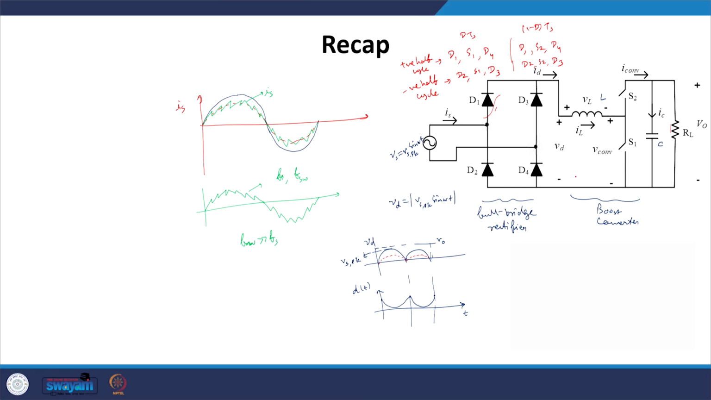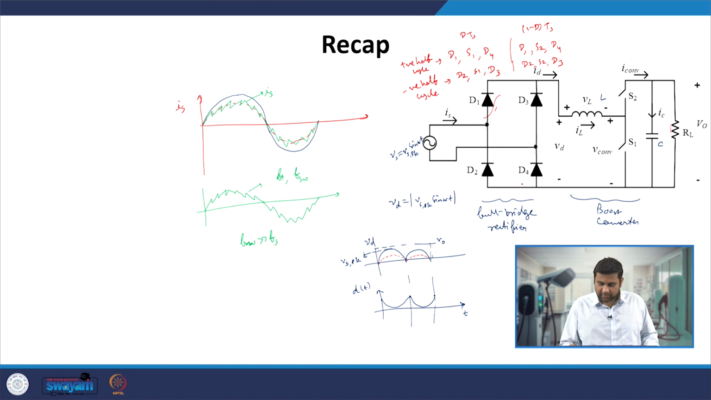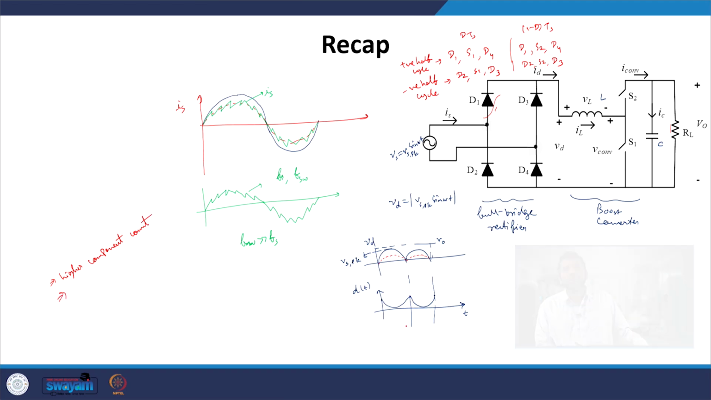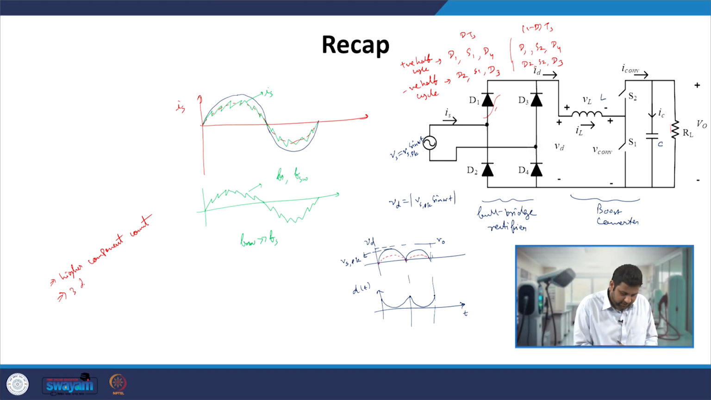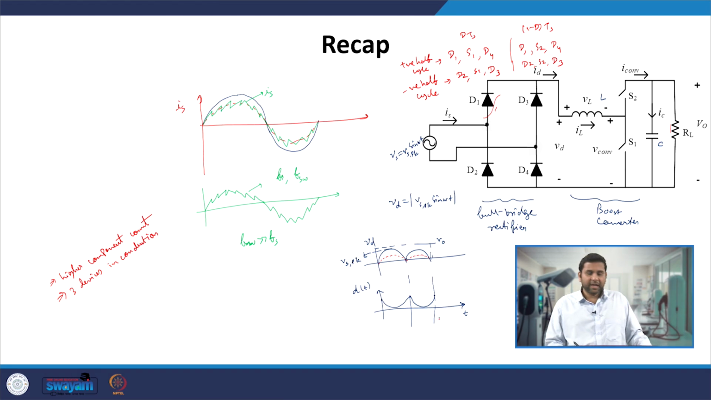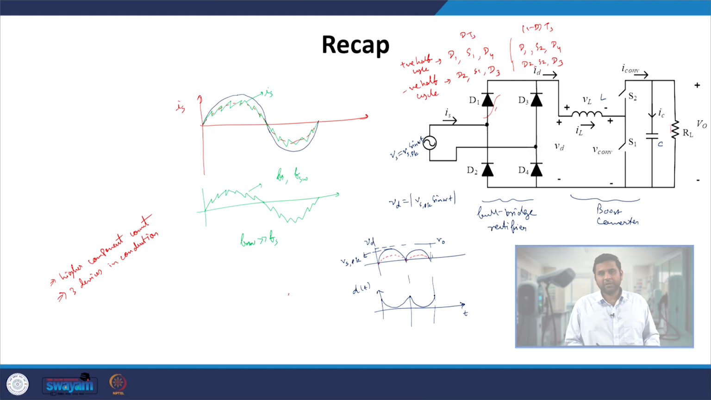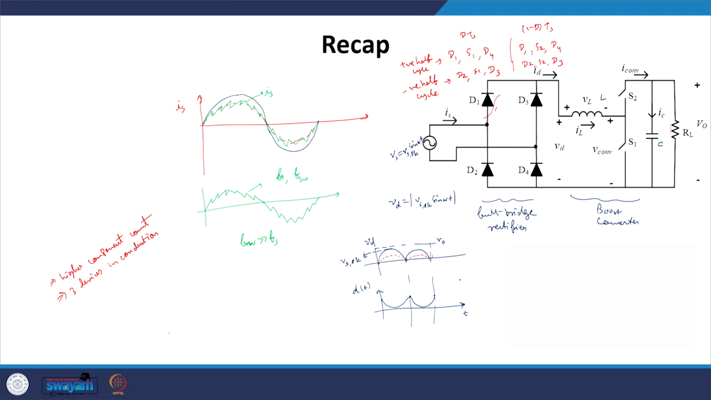So, there are 2 weak points or disadvantages of this converter: higher component count, and along with this we have 3 devices in conduction at any given instant of time. Thus we have considerable conduction losses associated with this converter. Now let us see how the bridgeless PFC will solve these 2 particular problems.